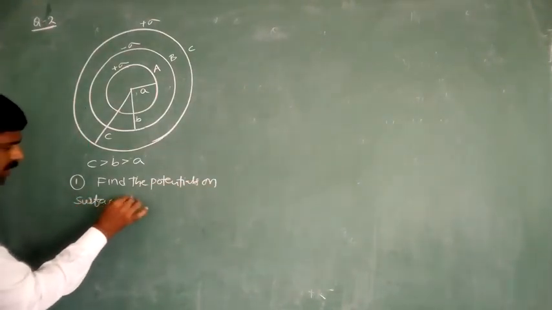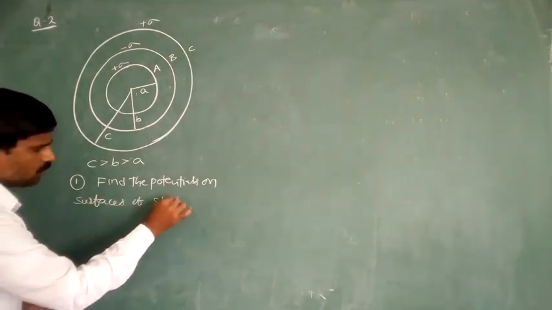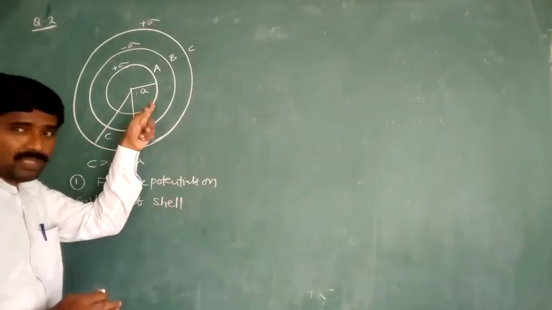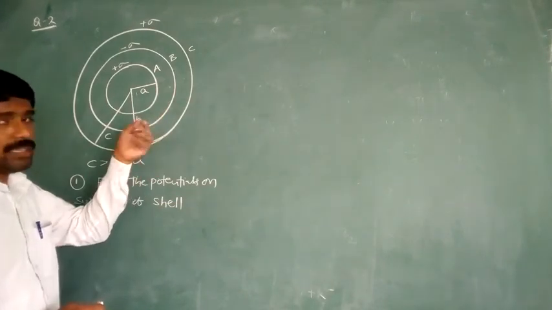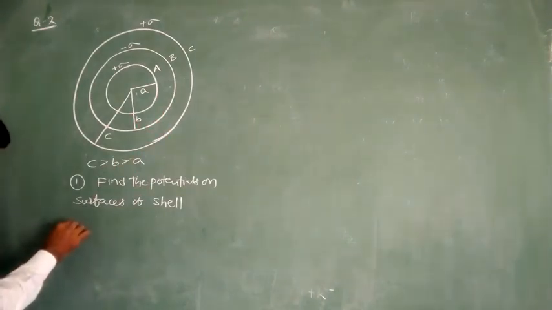On surfaces of shells. So what is the effective or net potential on the surface of the first shell, potential on the surface of the second shell, potential on the surface of the third shell at the same time.